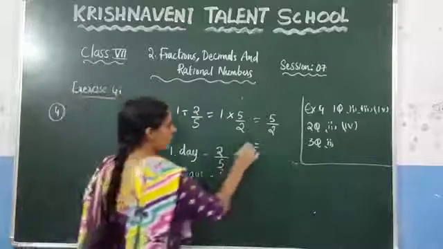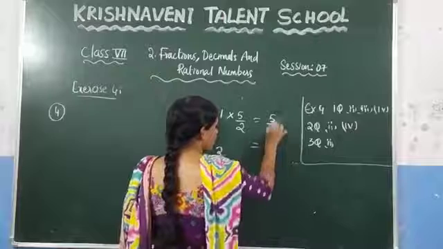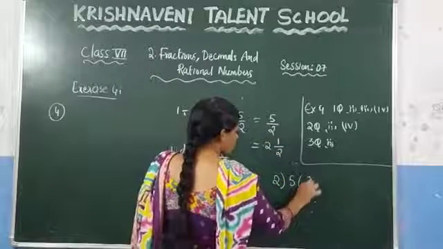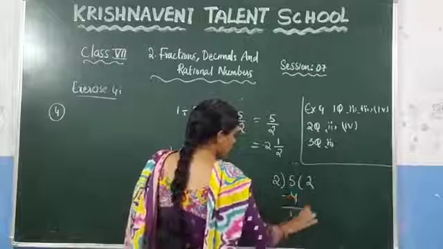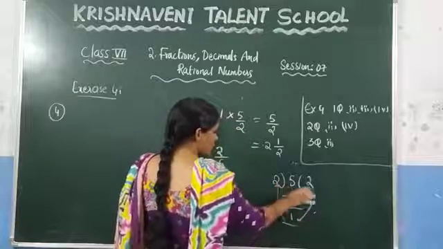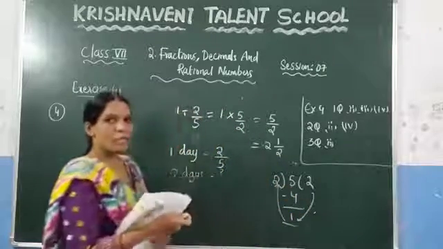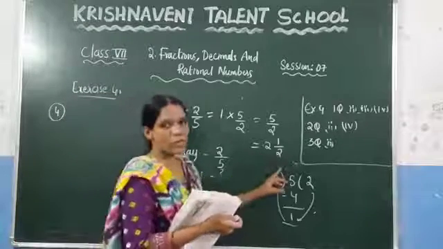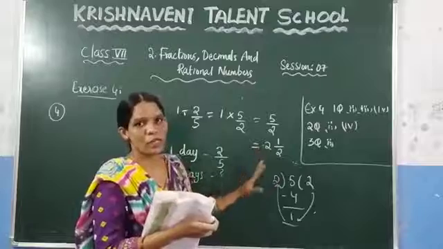How do you change? You know that 2 2s are 4. 1 will be remaining. What is the remainder? 1. You can write it in this way, which is 2 1/2. So how many days does he need to paint the whole house? It is 2.5 days he is required to paint the whole house.